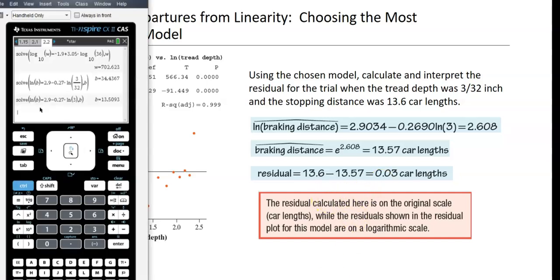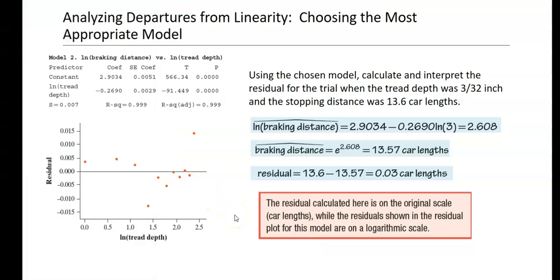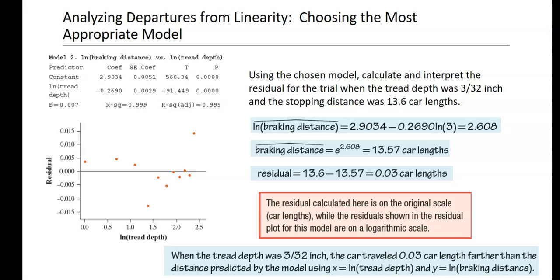I guess I'm rounding too much there. 0.5, yeah, because we got 0.51 essentially. If I hadn't rounded quite so much, you can see they did not round as much as we did, we would have gotten the same answer there. I'm not worried about the rounding error. Okay, so when tread depth was 3/32, the car traveled 0.03, or in our case 0.1 is what we got, car length farther than the distance predicted by the model using X.